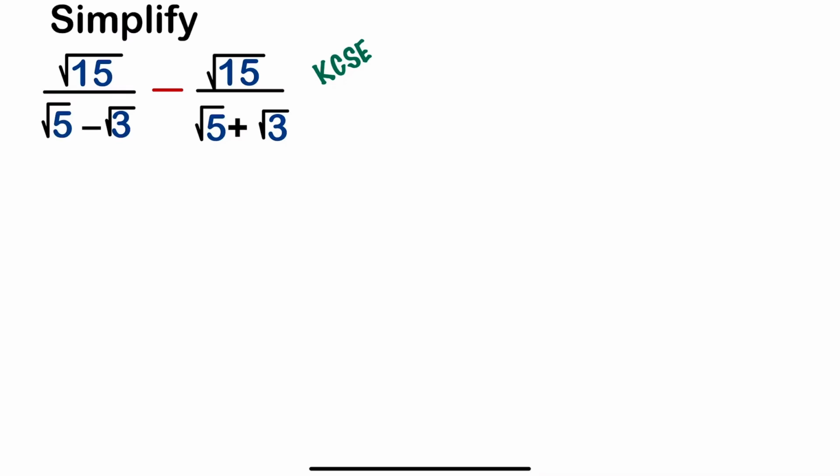Welcome to Mathematics 4. So today we are going to simplify this surd. To simplify this surd, we need to multiply both sides, the numerator and the denominator, by their various conjugate. Okay, so let's get started.